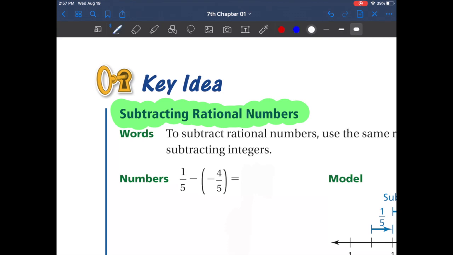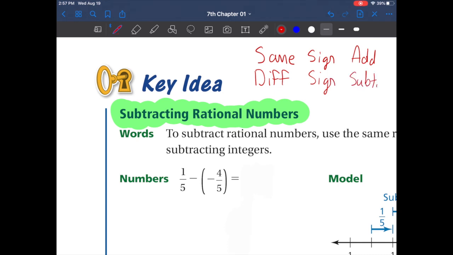Now remember, the rules still stay the same for adding and subtracting numbers. I'm just going to repeat them one more time so we can be clear. Same sign, what do? We add. Different signs, what do? We subtract. I think it's very important that you continue to say these words as you do these problems. So even if you're by yourself, just say it in your head.